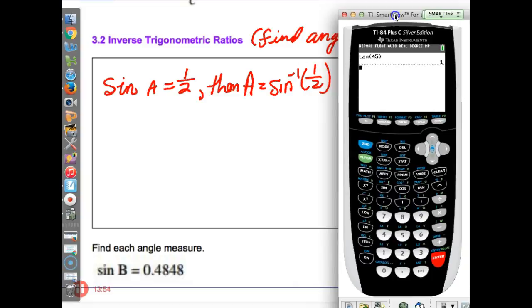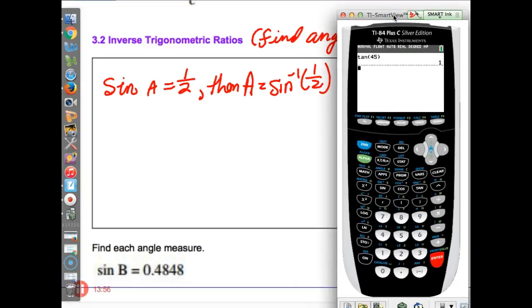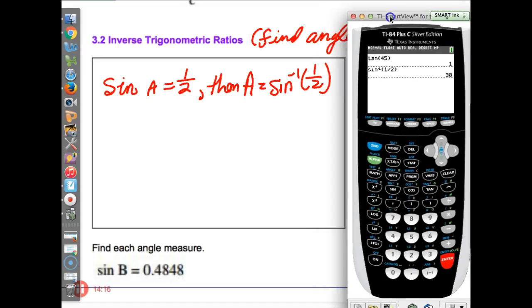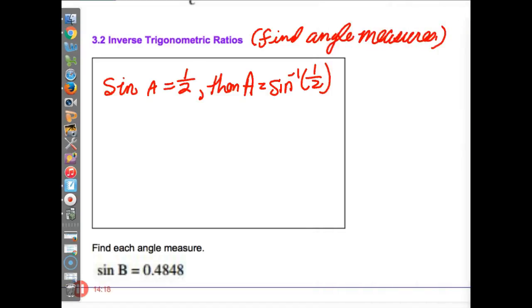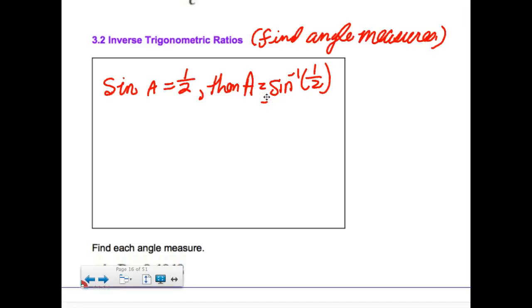Watch, bring your calculator out, and go second sine, because I want to know the angle, 0.5, or you can even enter 1/2. And your calculator will tell you what angle has that trig ratio. And you'll notice when I hit enter here, I get 30 degrees. So then I would say angle A is 30 degrees.